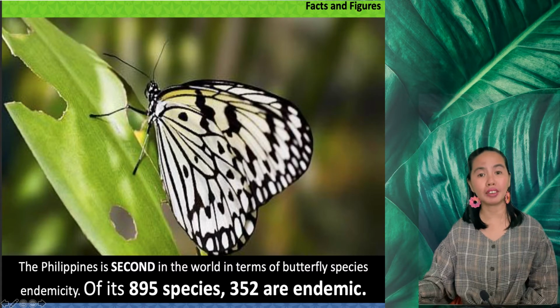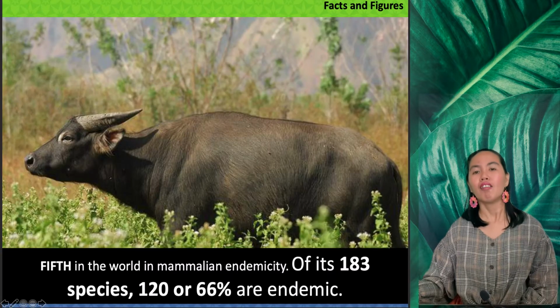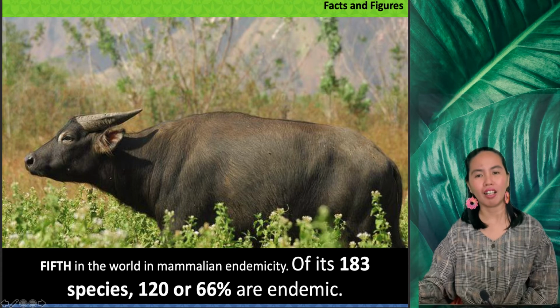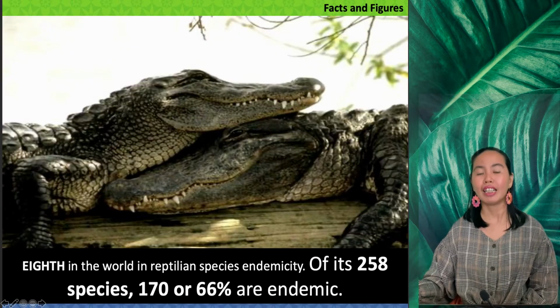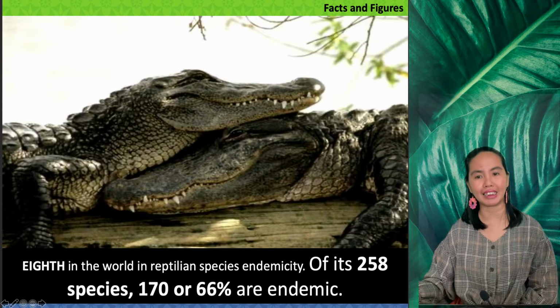Of its 895 species, 352 are endemic. Fifth in the world in mammalian endemicity. Of its 183 species, 120 or 66% are endemic. Eighth in the world in reptilian species endemicity. Of its 258 species, 170 or 66% are endemic.